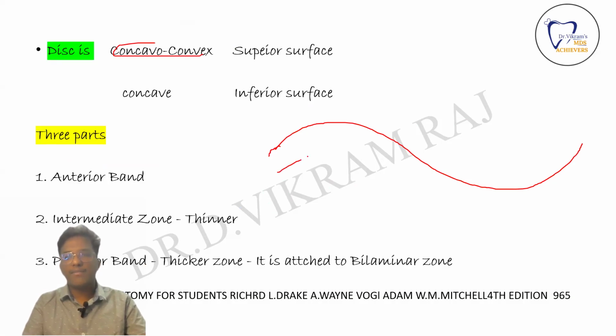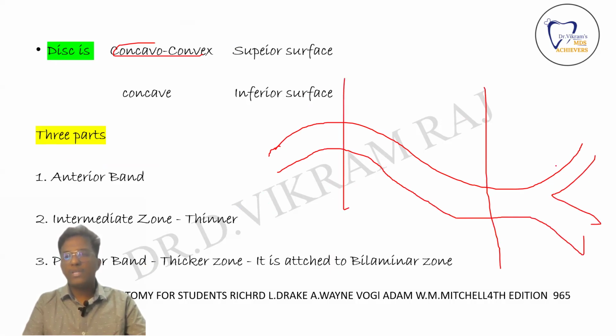It has 3 bands: anterior, middle, and posterior. You can see the anterior band, middle band, and posterior band, which is called bilaminar because it splits into 2, superior and inferior.